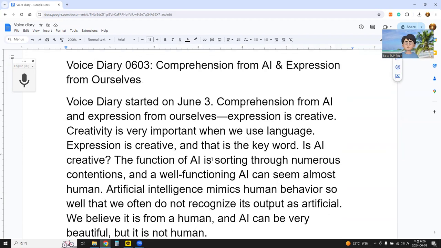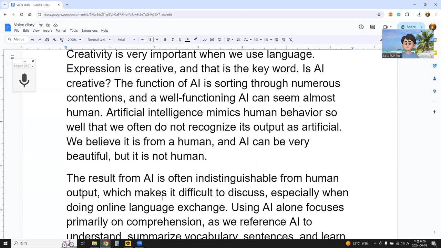Expression is creative. Creativity is very important when we use language. Expression is creative, and that is the key word. Is AI creative? A function of AI is sorting through numerous connections, and a well-functioning AI can seem almost human. Artificial intelligence mimics human behavior so well that we often do not recognize its output as artificial. We believe it is from a human, and AI can be very beautiful, but it's not human.